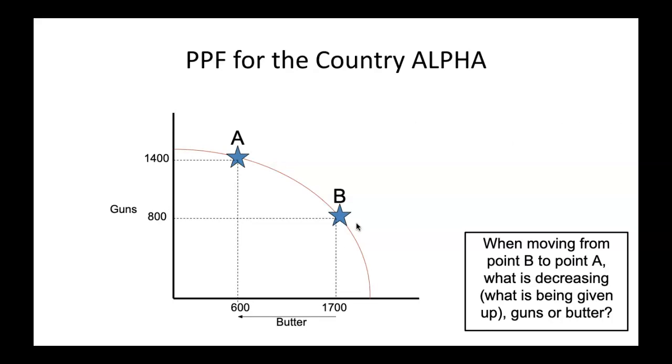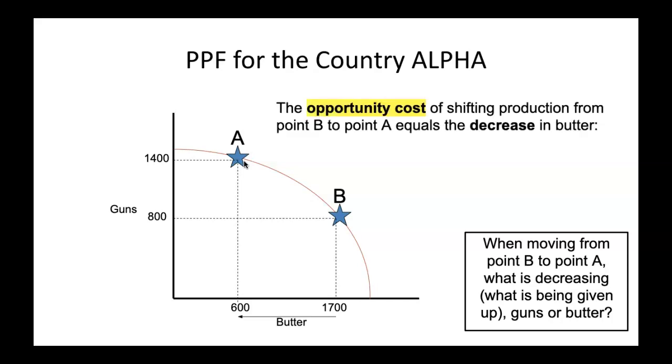Now, let's try this again. When moving from point B to point A, what is decreasing? Guns or butter by moving from B to A? Butter is decreasing. So, the opportunity cost of shifting production from point B to point A equals the decrease in butter. So, what is the opportunity cost of going from B to A? How much butter is lost? The opportunity cost is 1,100 units of butter. That's the opportunity cost of moving from B to A.